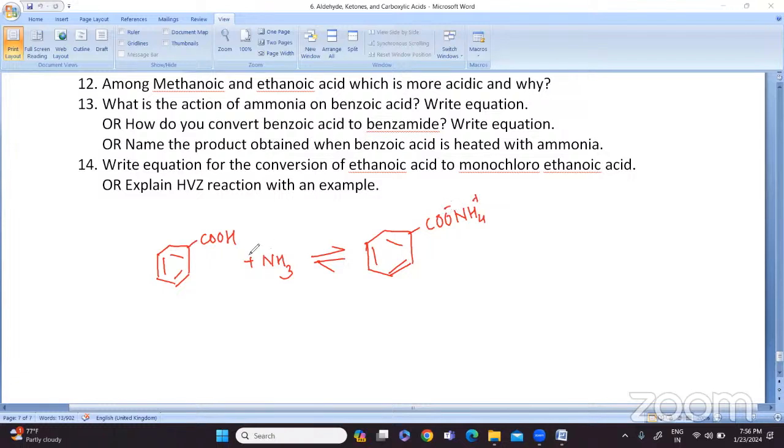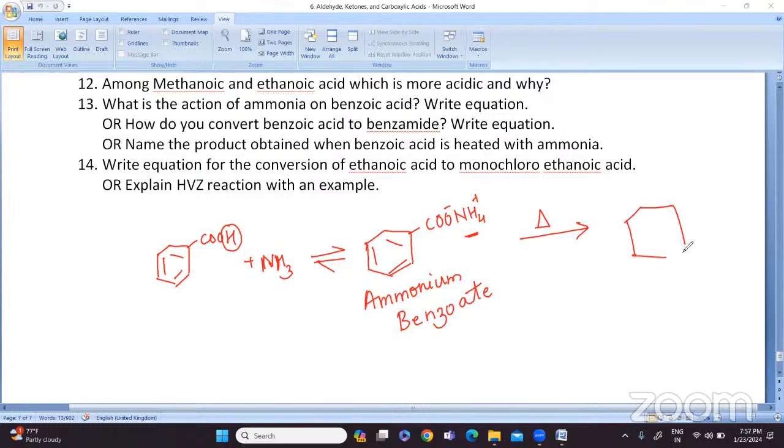So what is happening here? The hydrogen is replaced by your ammonium group here. So it is forming ammonium benzoate. This is the intermediate which we get. The hydrogen is replaced by ammonia, so it forms ammonium benzoate. When we heat this ammonium benzoate, it is converted into an amide.